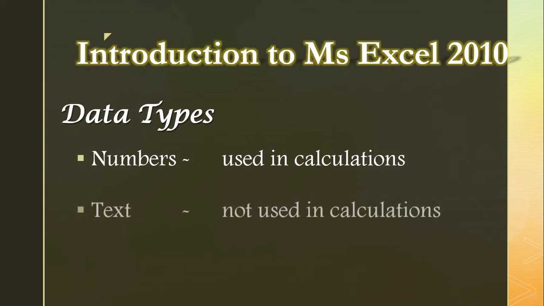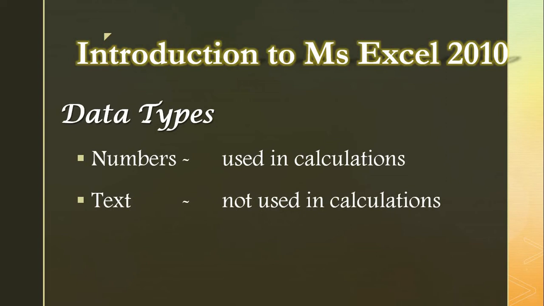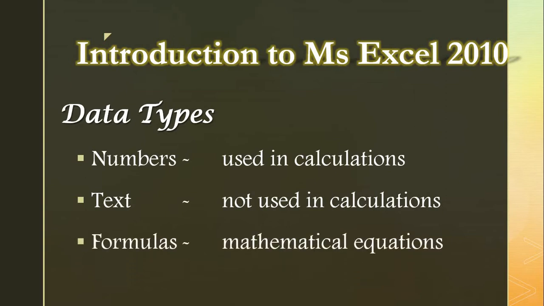Next, text data type. It contains letters, numbers, spaces and special characters. It is not used in calculations. By default, the text data is left aligned in a cell. Next is formulas data type. It is a mathematical equation. It includes number values, operators and cell addresses that are used for performing calculations. All formulas begin with an equal sign.